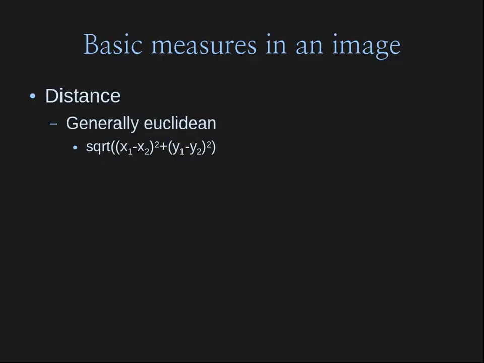So let's talk now about some of the basic measurements that you can make inside an image. Some of these are going to be really intuitive, but we'll move on fairly quickly through this. The first one is distance. You can take a distance between objects in an image. Generally, we're taking the Euclidean distance, which is pretty easy. You just take the difference in x coordinates and the difference in y coordinates, generally in pixels. Square both of those, add them, and take the square root, and you get the Euclidean distance.